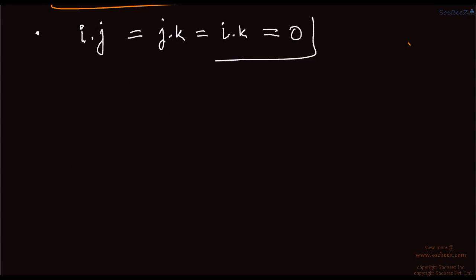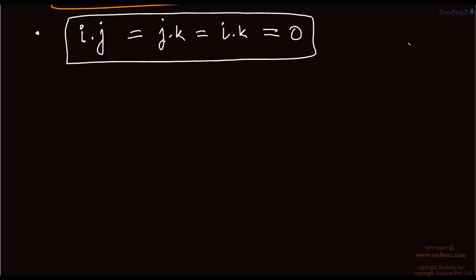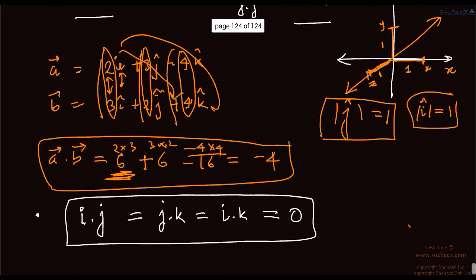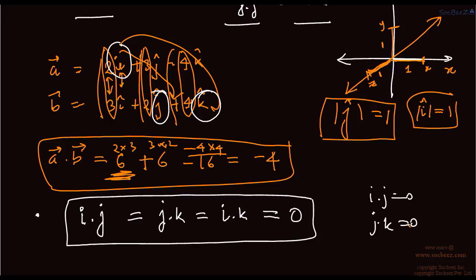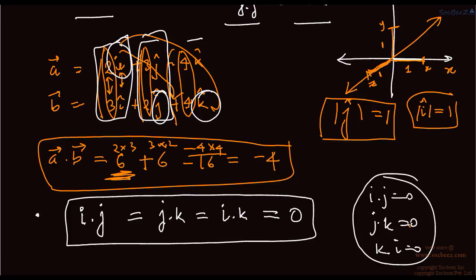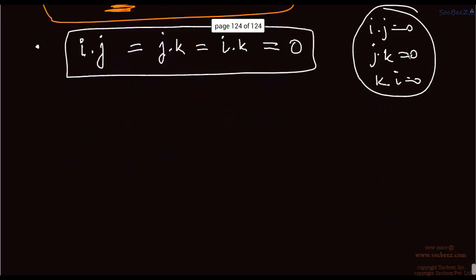Now another condition: i dot j is equal to j dot k is equal to i dot k is equal to 0. This is important. When we multiplied in the above example, we did not write anything for the i vector with the j vector and k vector, because i dot j is 0, j dot k is also 0, and k dot i is also 0. So we have to just multiply the i vector with i vector, j vector with j vector, and k vector with k vector. So this is how we do it.